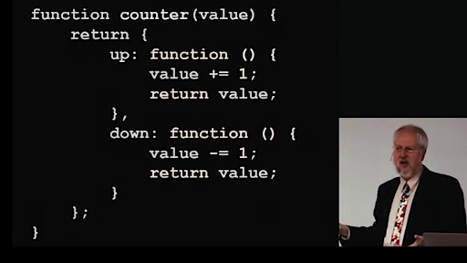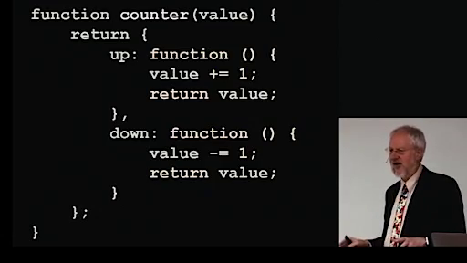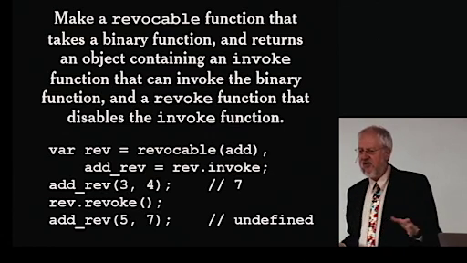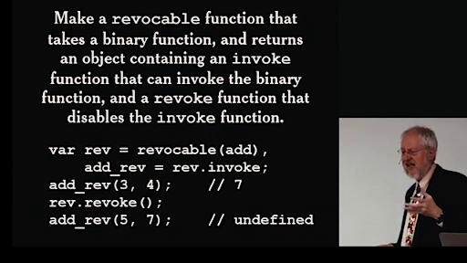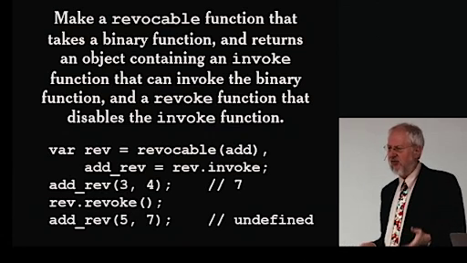So this next one, I promise, is going to sound much worse than it actually is, okay? Make a revocable function that takes a binary function and returns an object containing an invoke function that can invoke the binary function and a revoke function that disables the invoke function, okay?